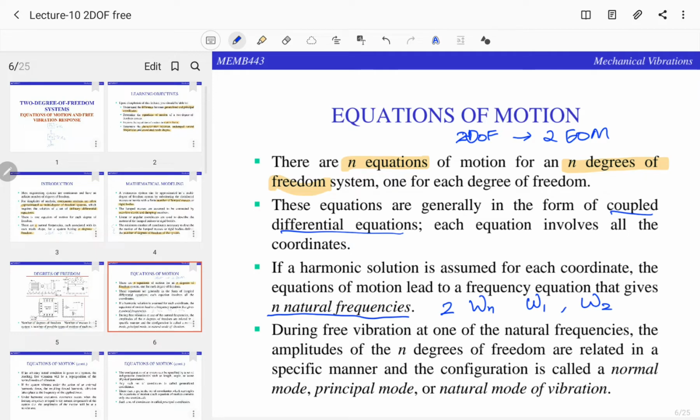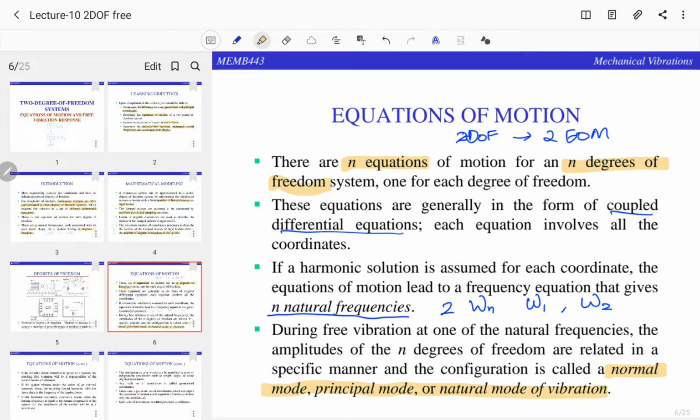During free vibration at one of the natural frequencies, the amplitudes of the n degrees of freedom are related in a specific manner. This is what we call the normal mode. Okay, so take note, we're going to use this concept in the next lecture.